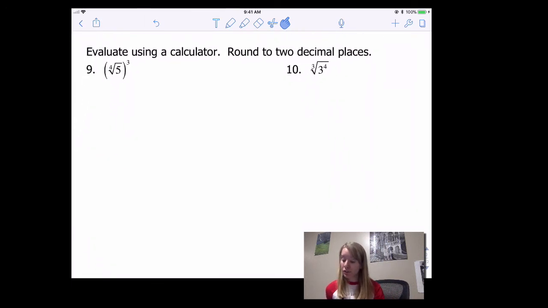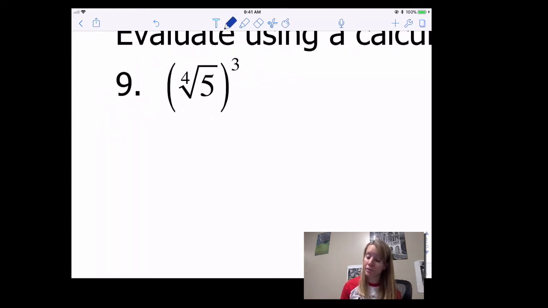Now these ones we actually have to evaluate using a calculator. So I want to round to 2 decimal places. Number 9 is the 4th root of 5 to the 3rd power. So the easier way to plug this into my calculator is going to be to write it in rational exponent form, meaning I've got the 5 is the base, and then the power goes on the top of the fraction, and the root goes on the bottom.